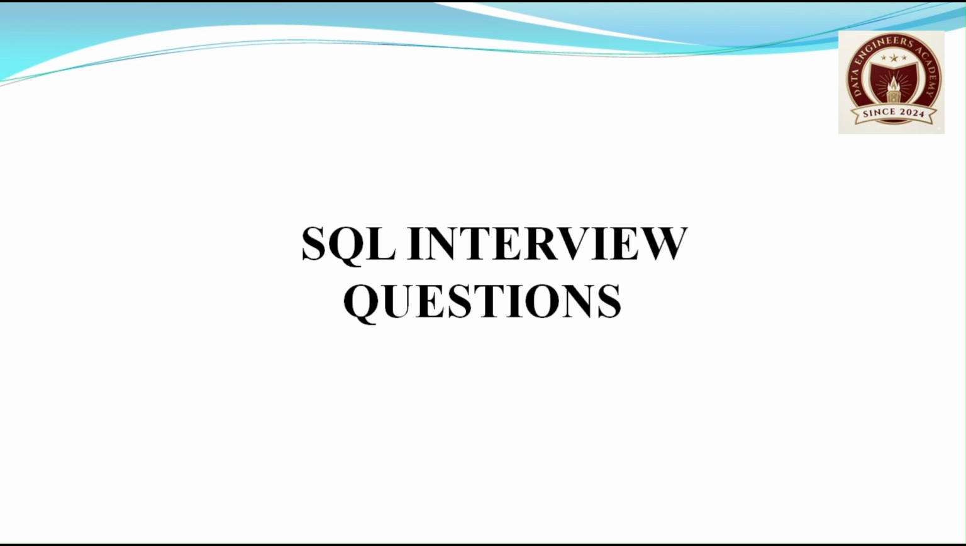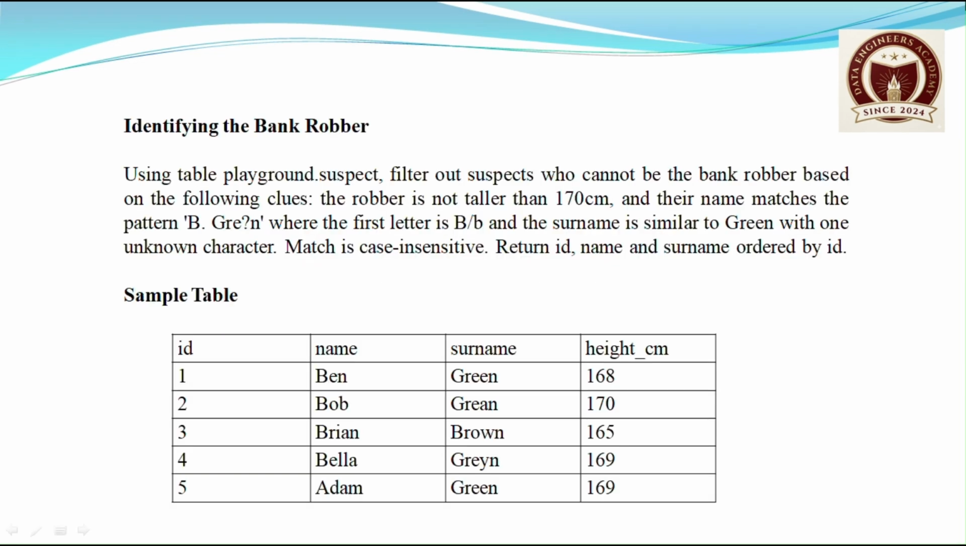Today, we're going to discuss a SQL interview question. We are given a table called Suspect, which contains 4 columns: ID, name, surname, and height in centimeters. This table has 5 suspects, each with their own height and full name.